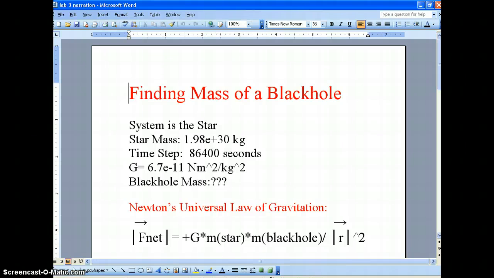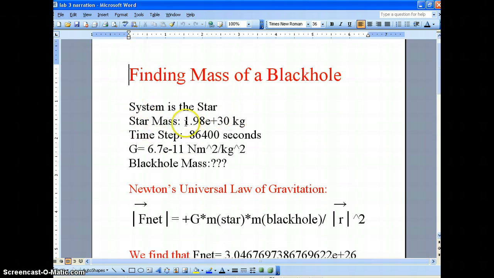Hi everyone. So today we're looking at Lab 3, finding the mass of a black hole. Let's just start with what we already know. Our system is a star. We have the star's mass, the time step, which is 1 Earth day. We have a universal gravitational constant. And what we need to find is the black hole's mass.